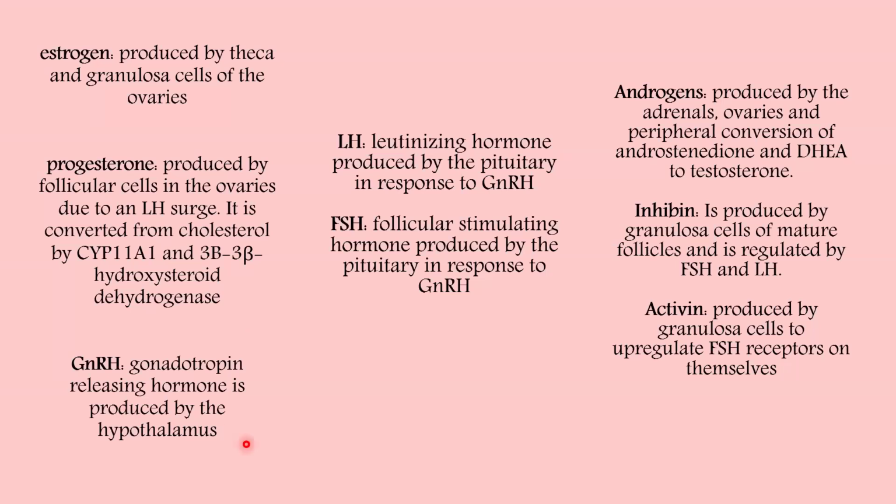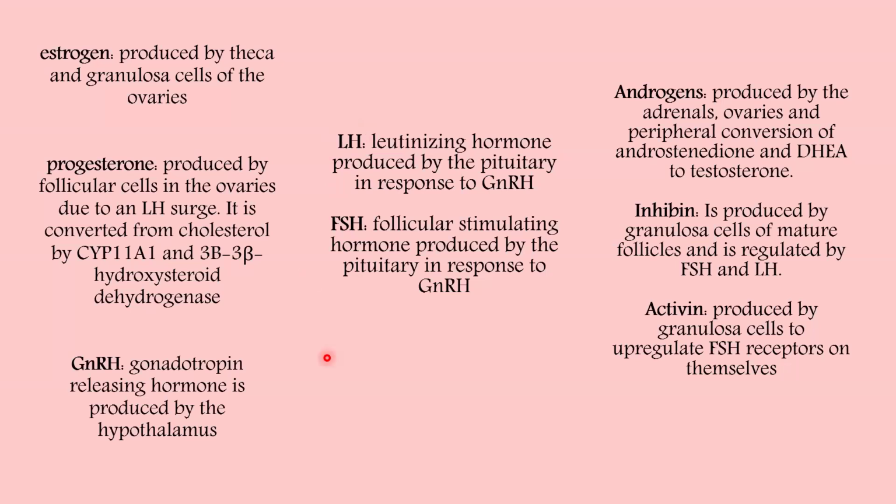The third hormone is GnRH. GnRH is produced by the hypothalamus. It stands for gonadotropin-releasing hormone. And GnRH affects the pituitary gland, and the pituitary gland, in response to GnRH, produces LH and FSH. LH stands for luteinizing hormone, and FSH stands for follicular stimulating hormone. LH will affect the theca cells in the ovaries, and FSH will affect the granulosa cells mainly in the ovaries, but it does affect other things, and the LH affects other things as well, but we'll discuss that in a minute.